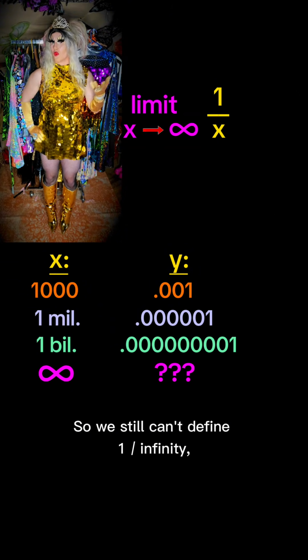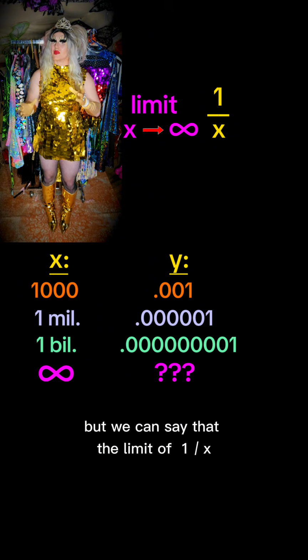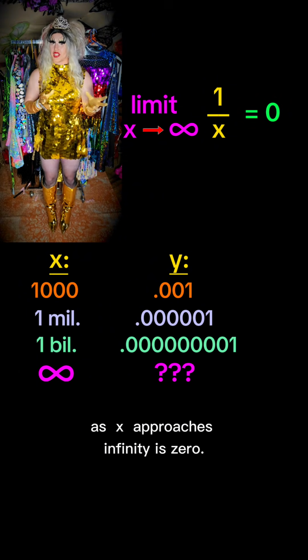So we still can't define 1 over infinity. But we can say that the limit of 1 over x as x approaches infinity is 0.